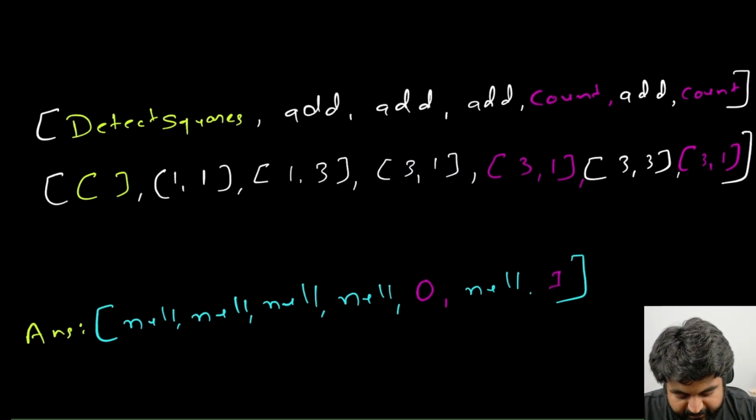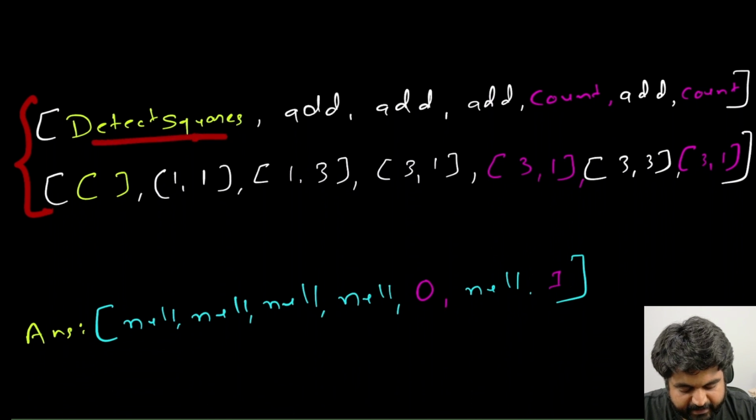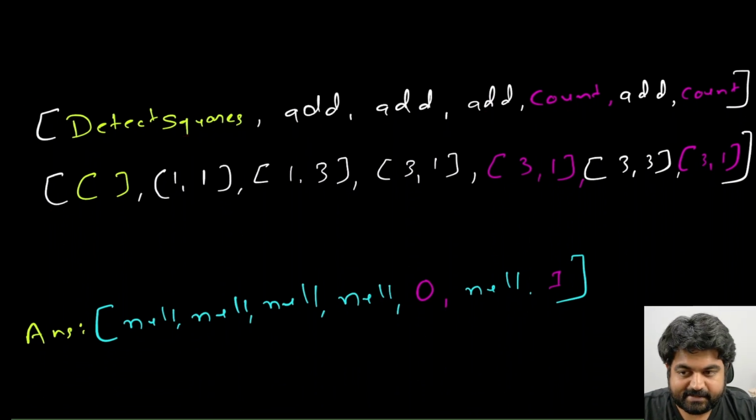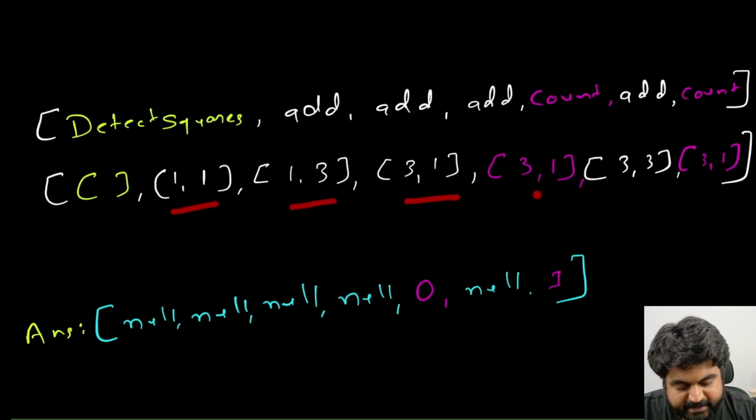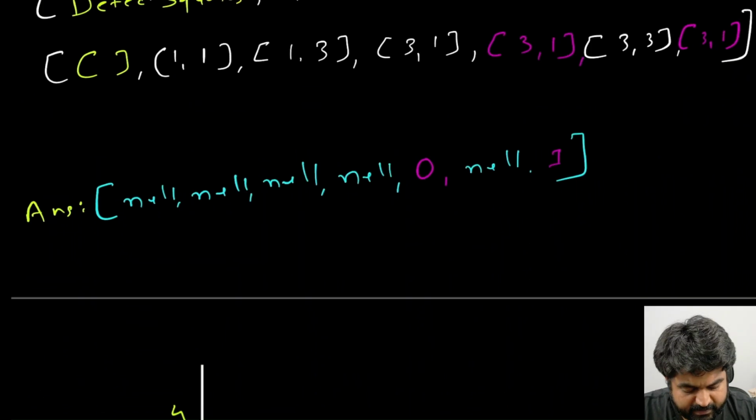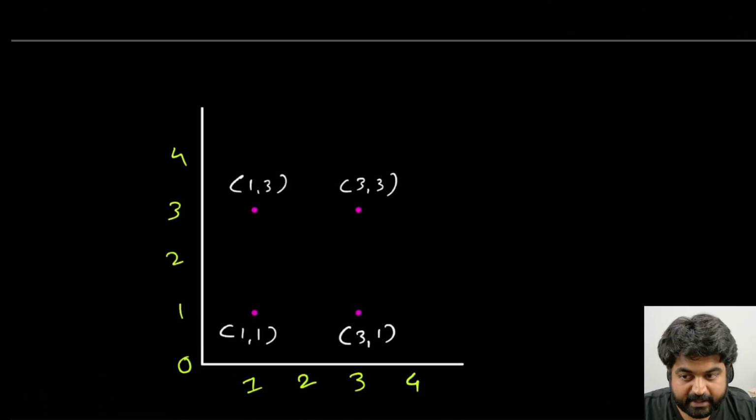Typically we would be given an input like this, where first we are initializing the detect square class, and then we are adding a bunch of values, and we are also at random instances asking for a count of the total number of squares that we have been able to detect, and these are the endpoints that we are adding. So now let's try to see how it looks visually.